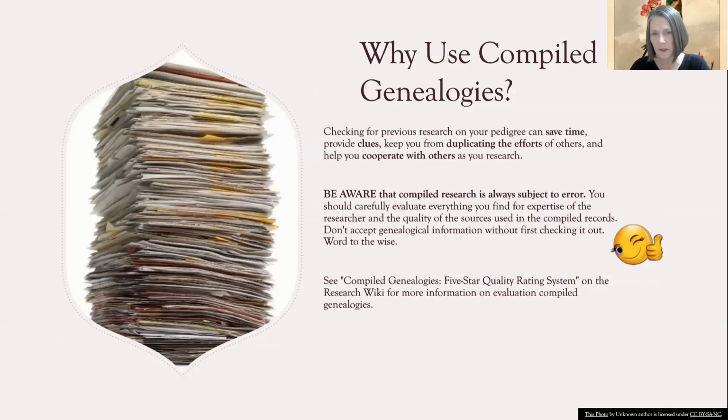So why should you use them? I just gave you some reasons to use them, but there are some others. The compiled genealogy obviously has had a lot of research done on it by other people. Of course, you can trust some people and some people you can't, and you have to just be careful about that. But if that work's already been done, then why should you have to go out and search for all those sources again on your own? You shouldn't. So these can really be helpful for you. They can help you save time. They can provide clues. They can keep you from duplicating the efforts that other people have put in.